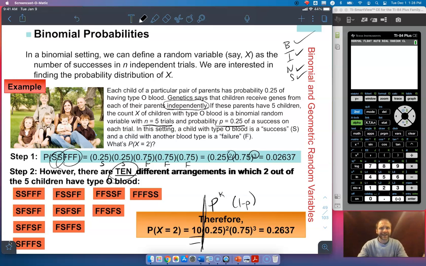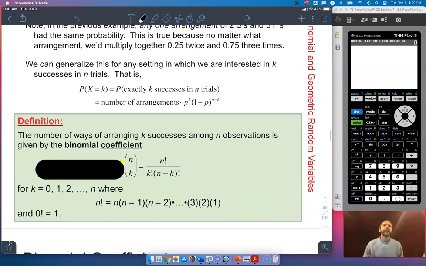Now, how many failures did I have? Well, if I had 5 children and I had 2 successes, I did 5 minus 2 to get 3 failures. So I did my N minus my K. It's really success raised to the power of how many successes you are looking for, and then failure raised to the power of how many failures are left. But you have this part right there. You have that coefficient in front which looks at the different number of arrangements. And I wish there was a way for us to calculate that so we didn't have to draw it out every single time. Oh wait, there is.